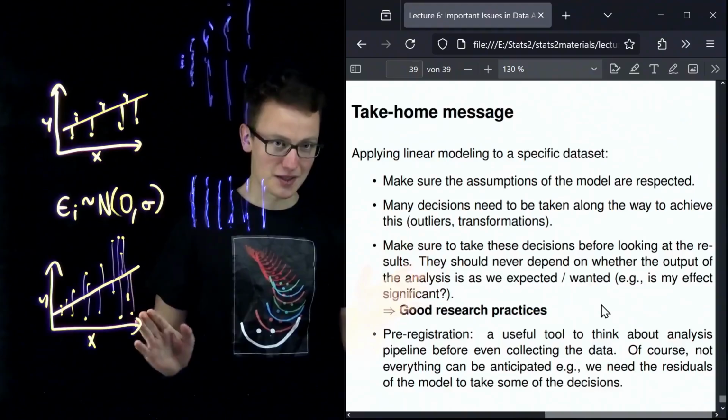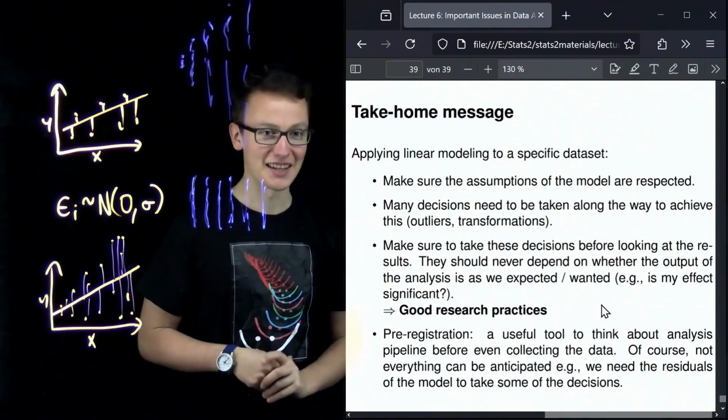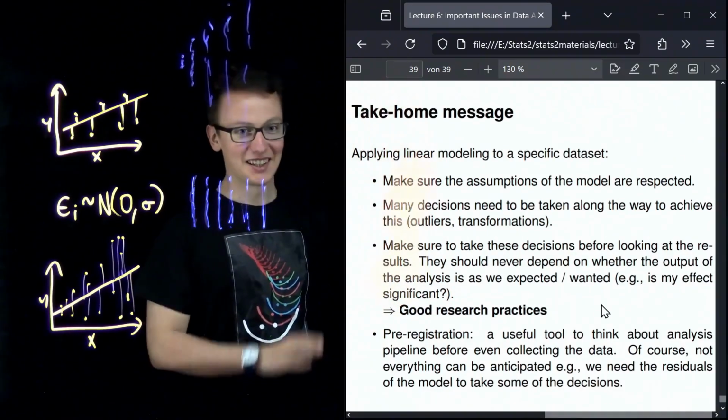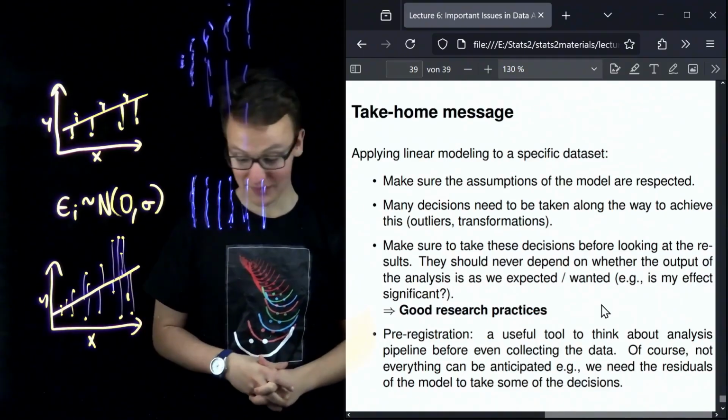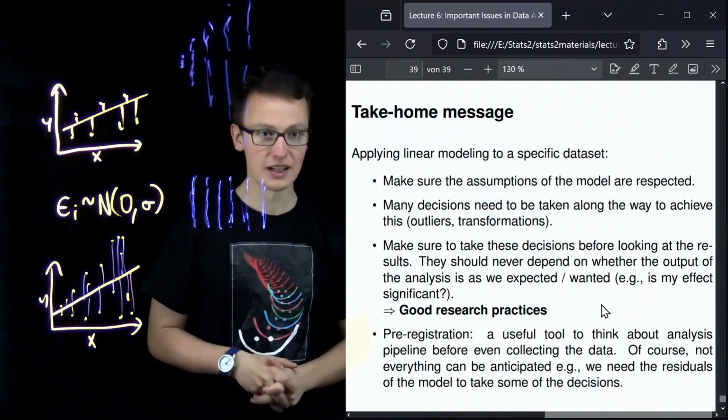All right, so these are just some final thoughts you should take home from this general walk through different kinds of issues related to linear modeling.